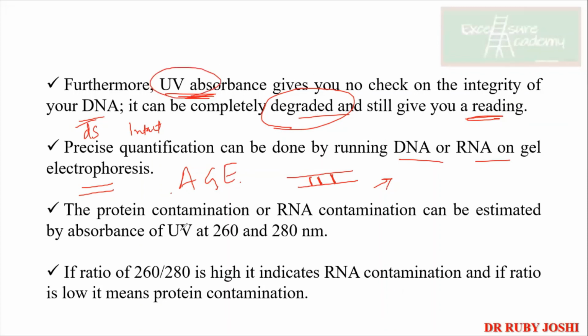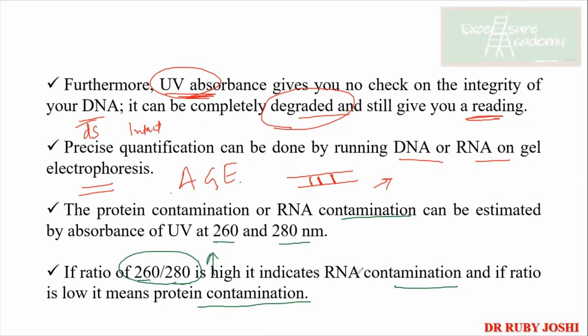Now, protein contamination or RNA contamination can be estimated at absorbance of 260 and 280. So if you take the 260 to 280 ratio, if it is high, it indicates RNA contamination. If the ratio is low, it means protein contamination. The machine will calculate this ratio and tell you; you don't have to do it separately.